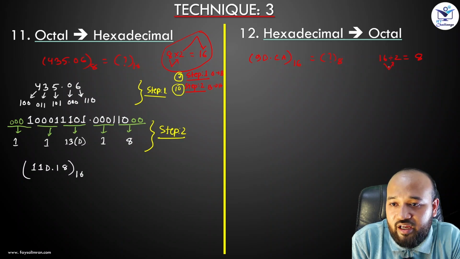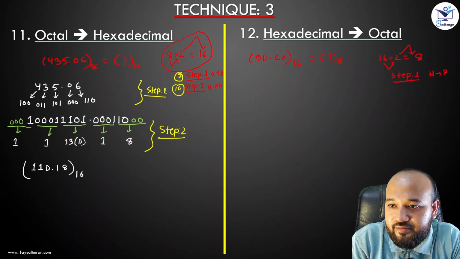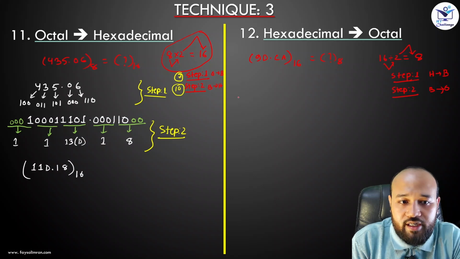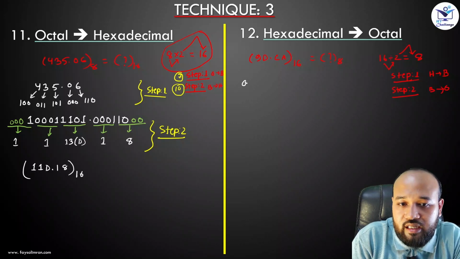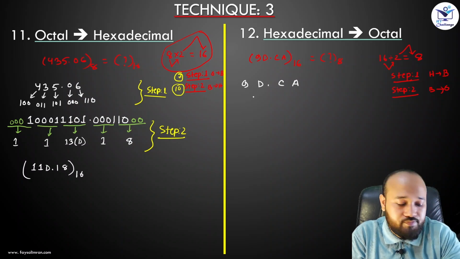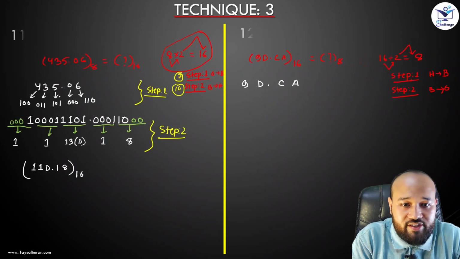So here we have to go hexadecimal to binary and binary to octal. So we also have two steps here. Step 1 is hexadecimal to binary, and step 2 is binary to octal. So here we have to write the value 9D.CA. We already know the rules. Hexadecimal to binary, rule number 9. Here we need 4 digits for each hexadecimal digit.